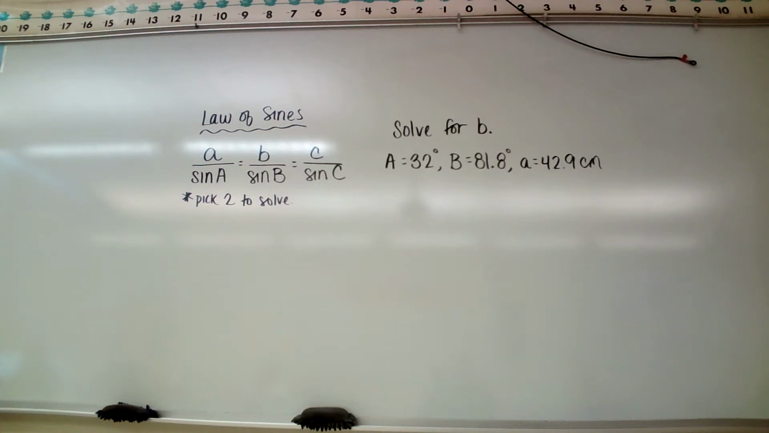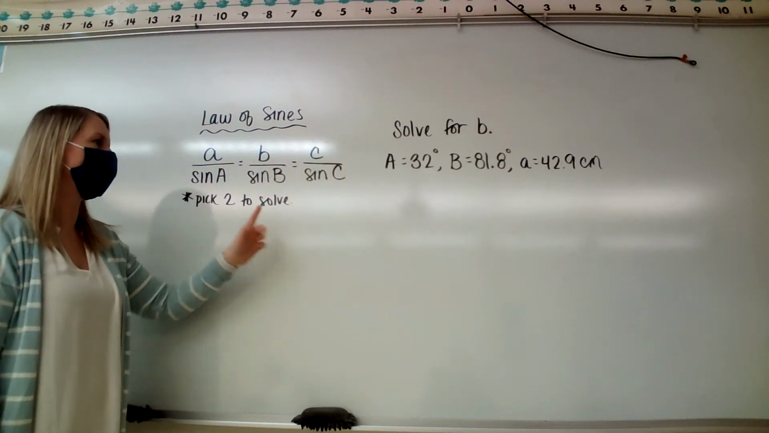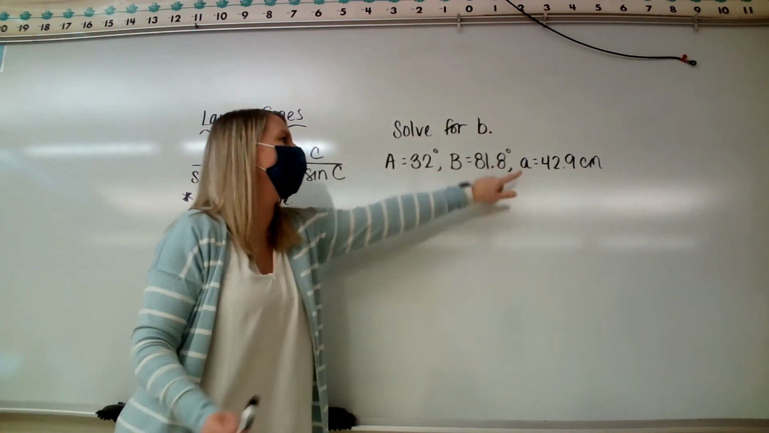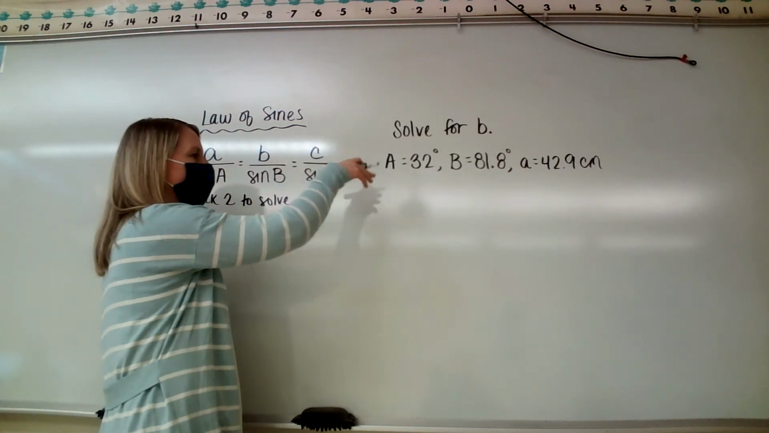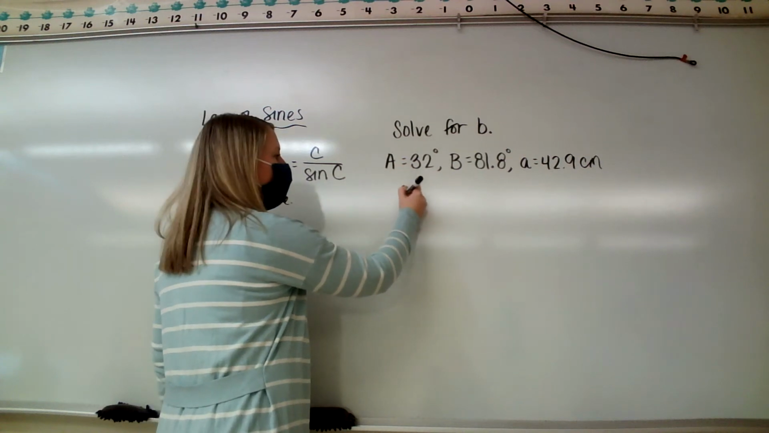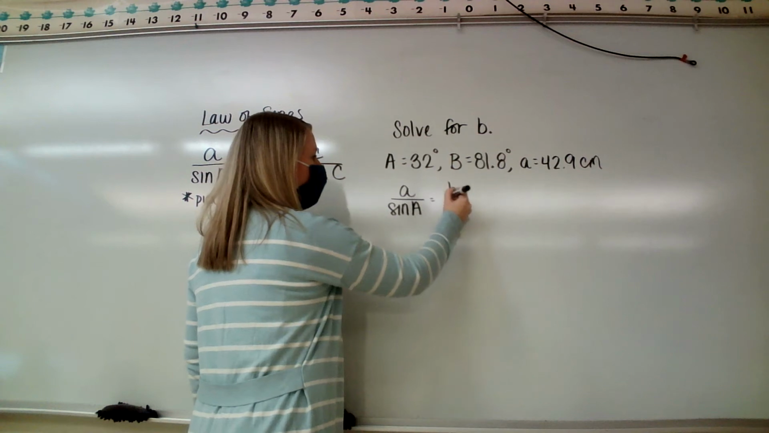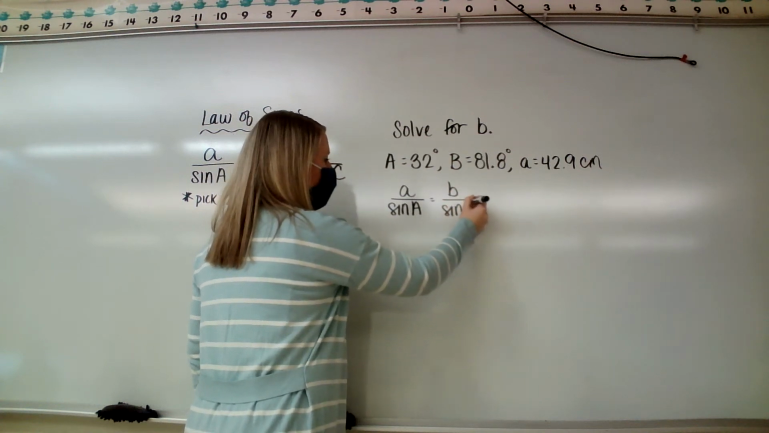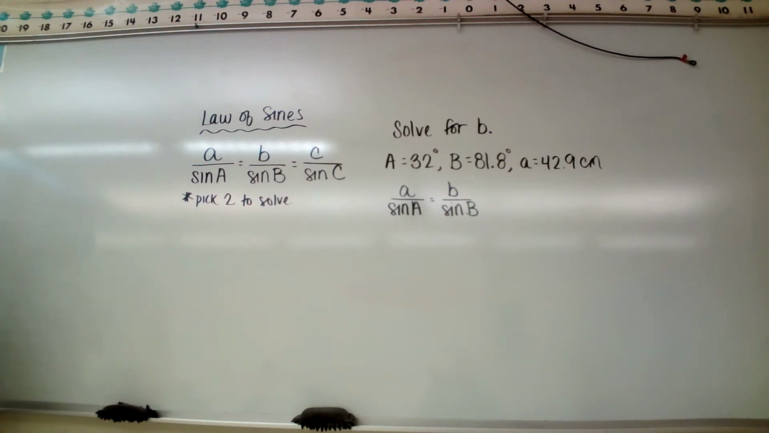So when I say choose two, or pick two, see how in the problem I only have A's and B's? For this problem, I don't even care about the part with the C, because I don't even have it. So when I say pick two, you just look at what variables you have, and you choose those two pieces of that equation. So we don't even care about the C part. I'm going to rewrite it just as a over sine A equals b over sine B. Once again, I don't care about C because I don't have any C's, so it doesn't really affect my life.